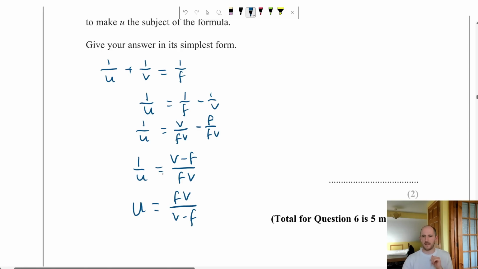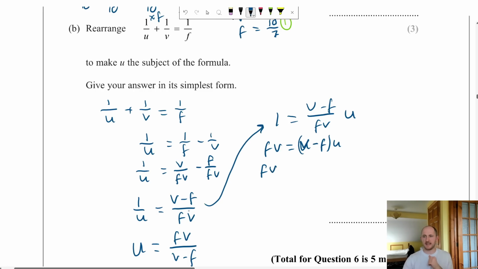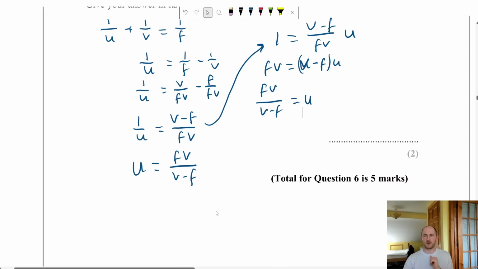No worries. In this alternate parallel universe where you didn't know to do that, times both sides by u, you get 1 equals v minus f over fv times u, times both sides by fv. Fv equals, is that a u? No, it's a v. V minus f times u, divide both sides by v minus f. So either way you do it, it's totally fine. You get the right answer anyway.